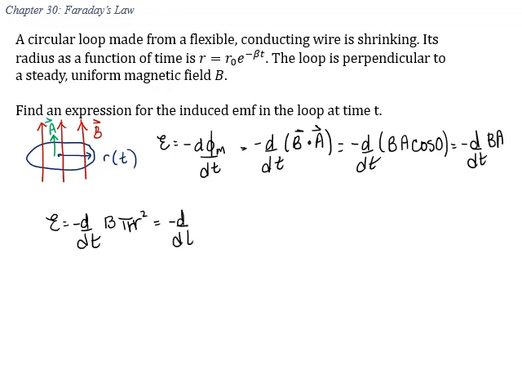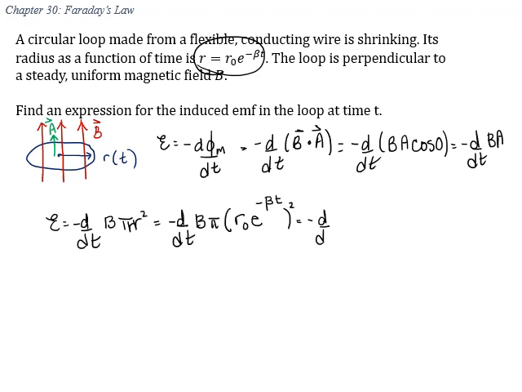What we know about our r. So d by dt of B times pi. The radius is given up here, so we've got r naught, that's a constant, times e to the minus beta times t. So beta and r naught are just constants. T is our variable here. And that whole expression is squared.